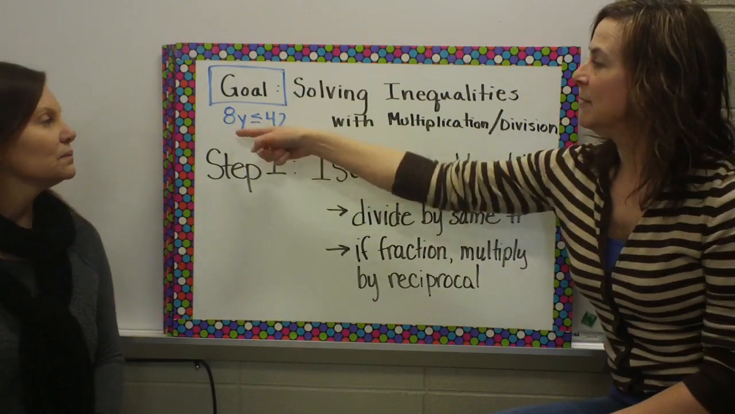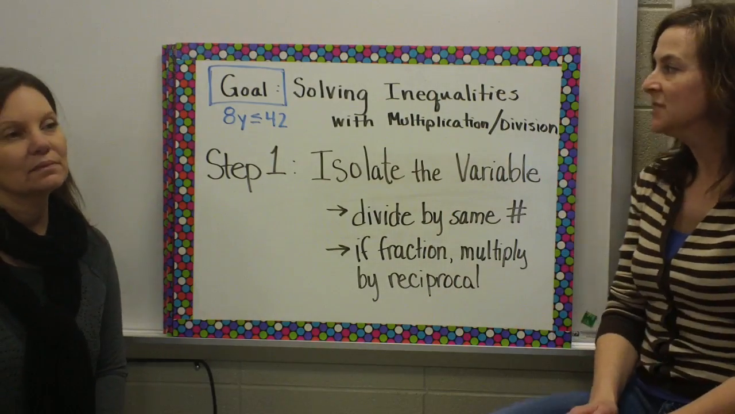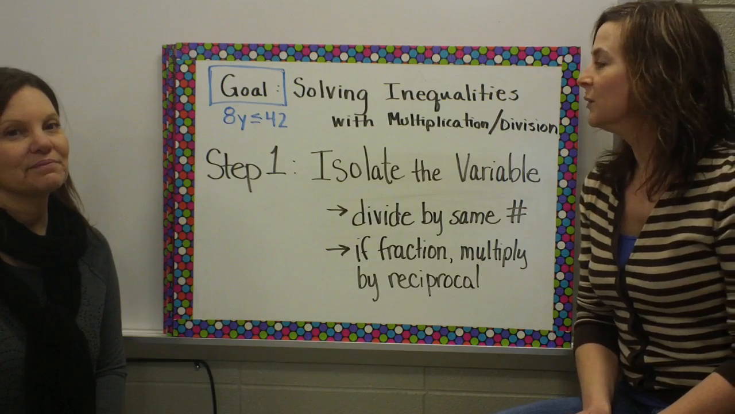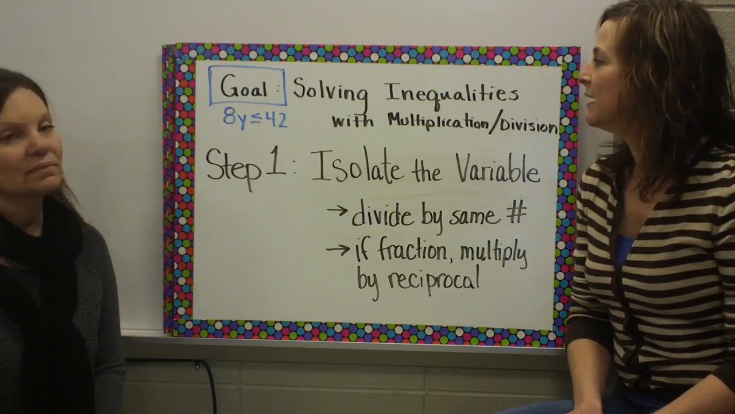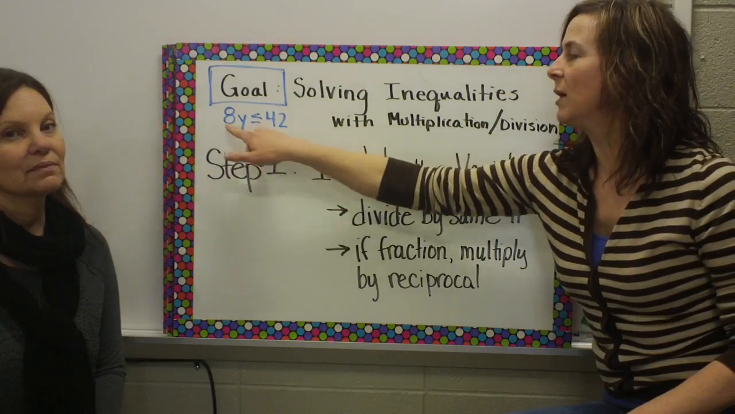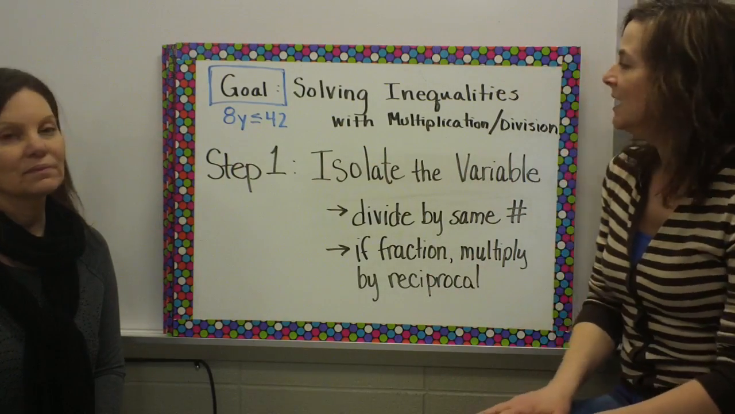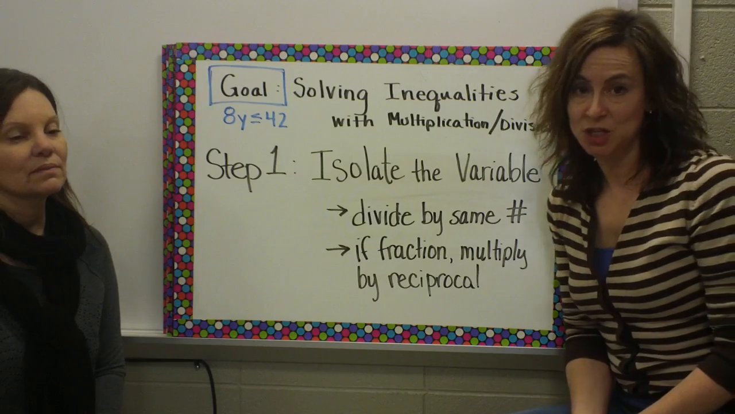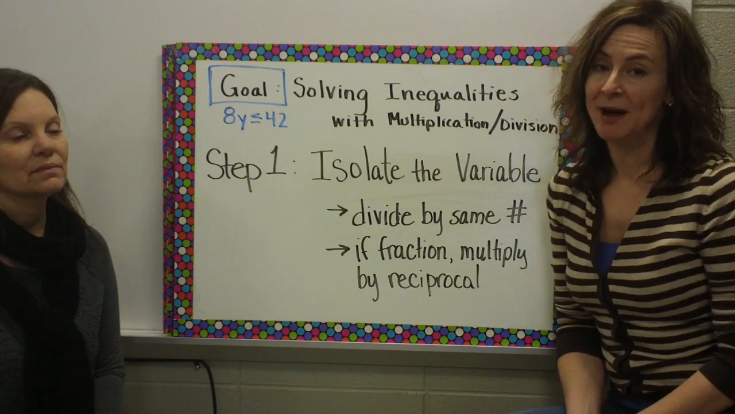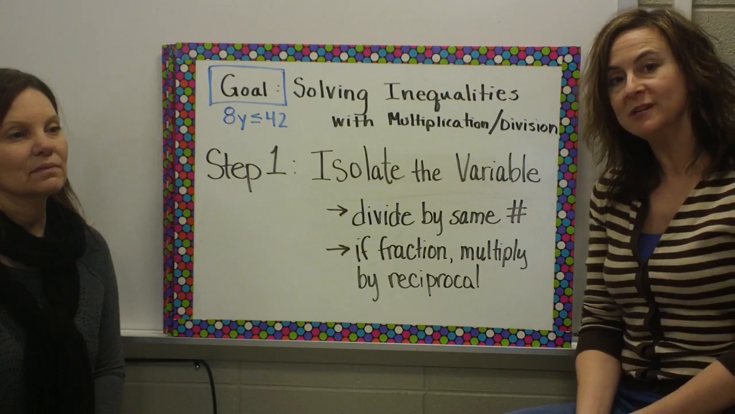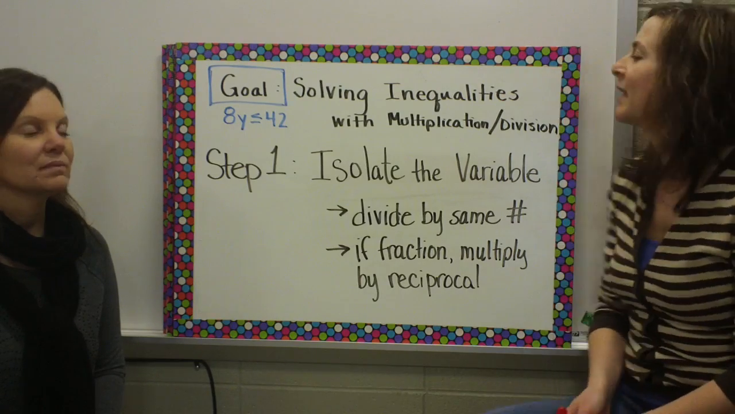You can see an example of a problem here. 8y is less than or equal to 42 is an example of a multiplication inequality because the 8y indicates 8 times y. There are 3 steps that you need to jot down in your notes or your toolbox, so make sure you're prepared with those materials, and then let's get started.